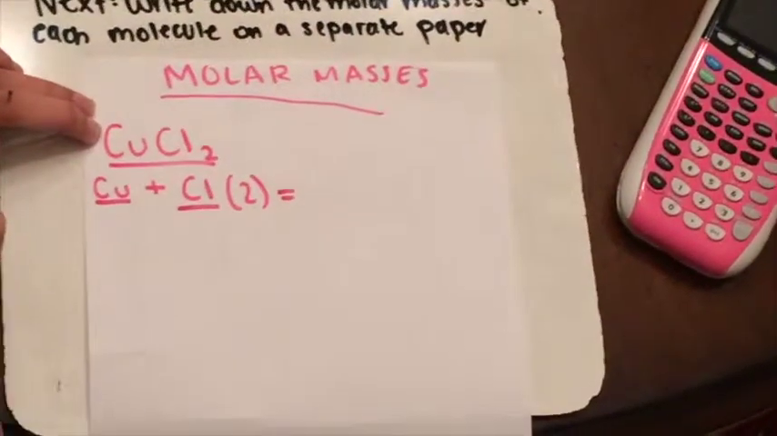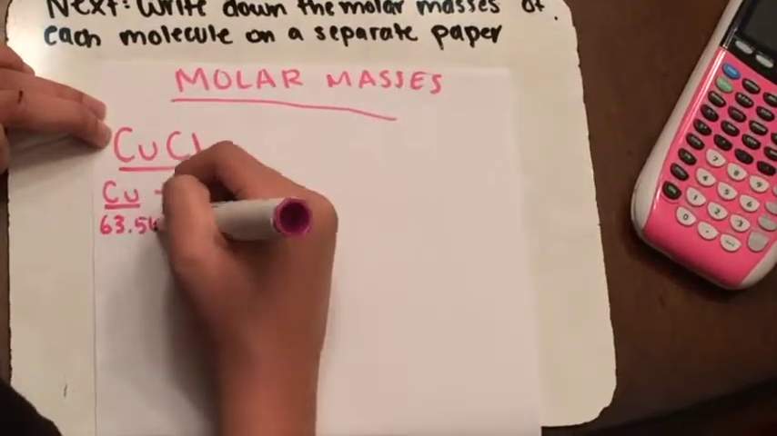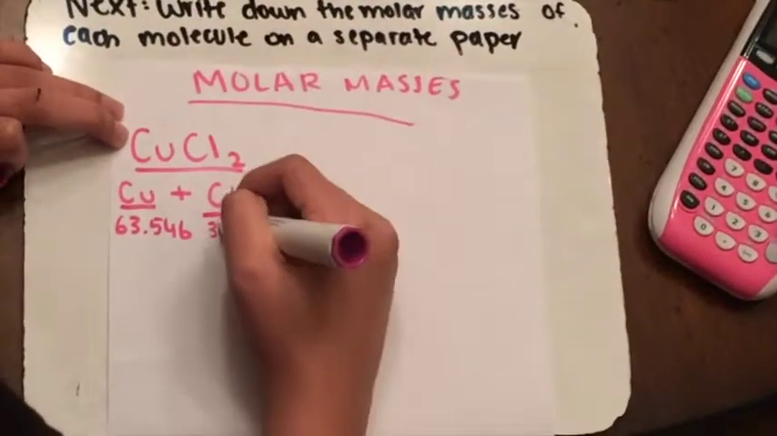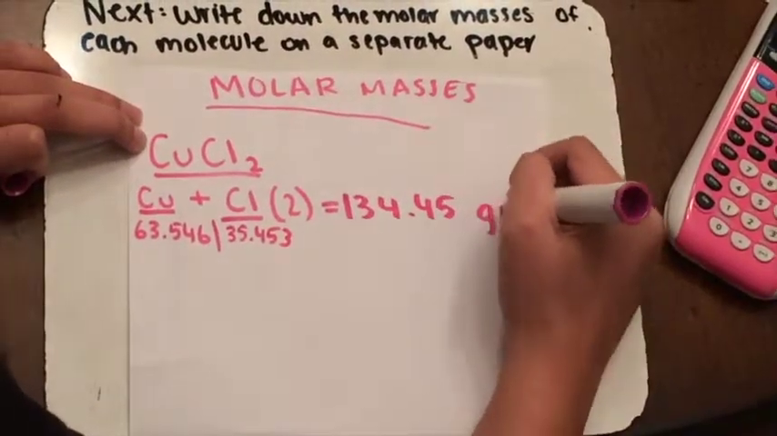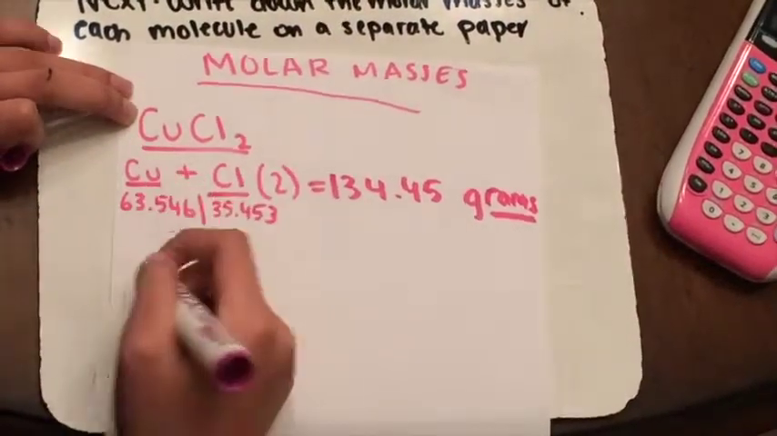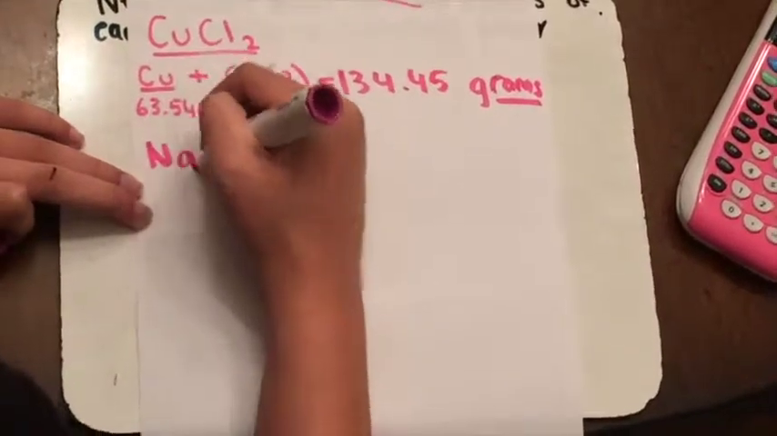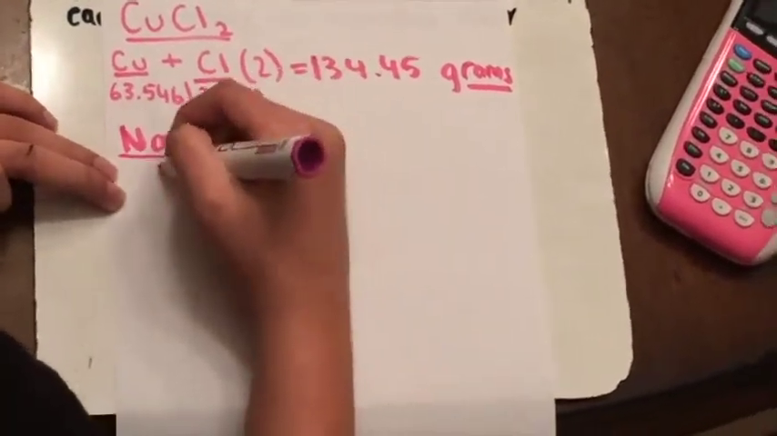So there's copper chloride. There's 2 chlorine atoms and 1 copper. So I found the masses on the periodic table and I'm adding them up. And that's going to be in grams, because atomic mass is done in grams, or molar mass, sorry, molar mass.